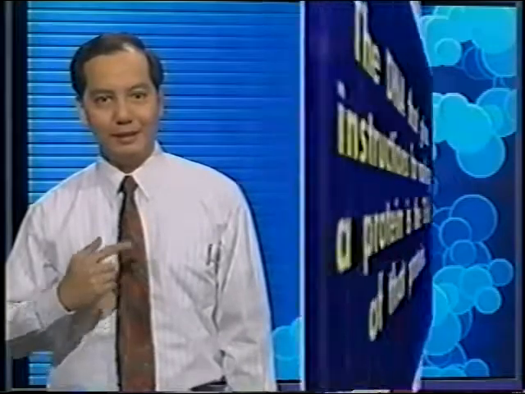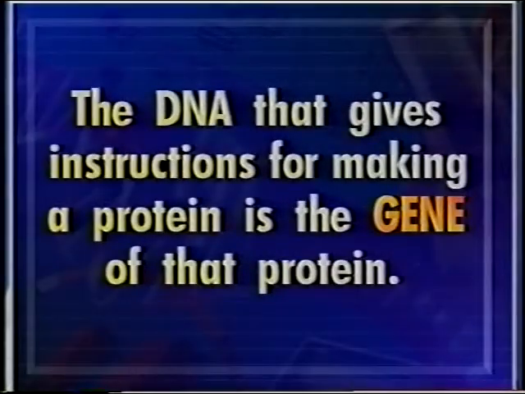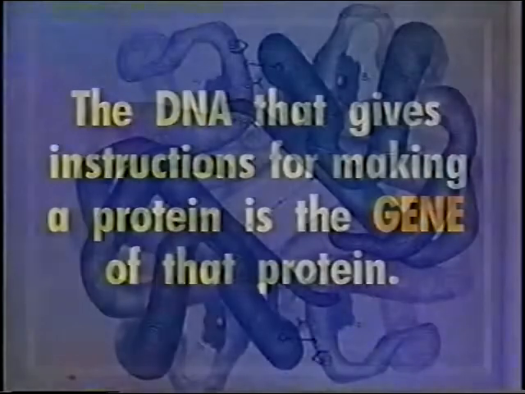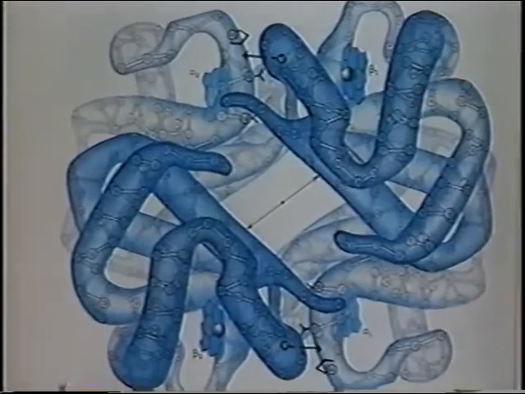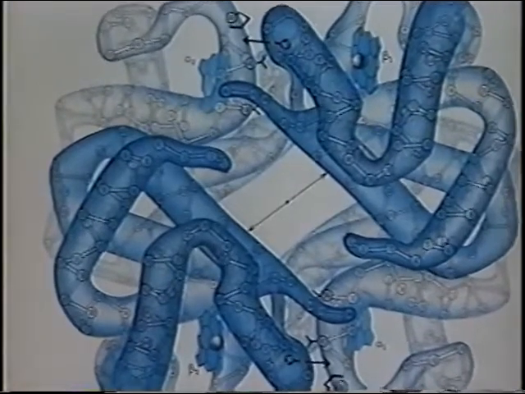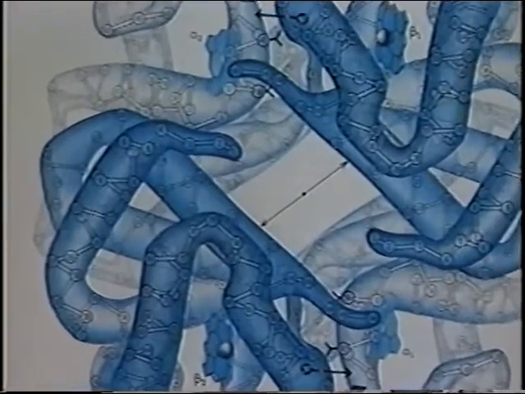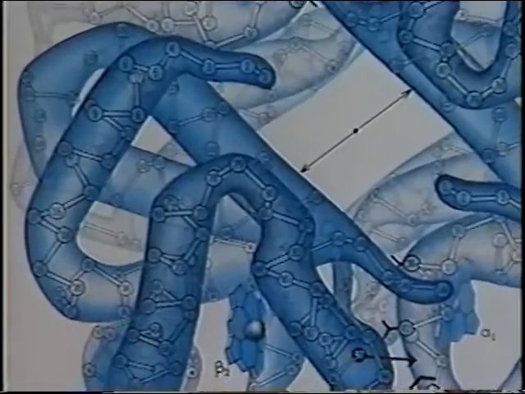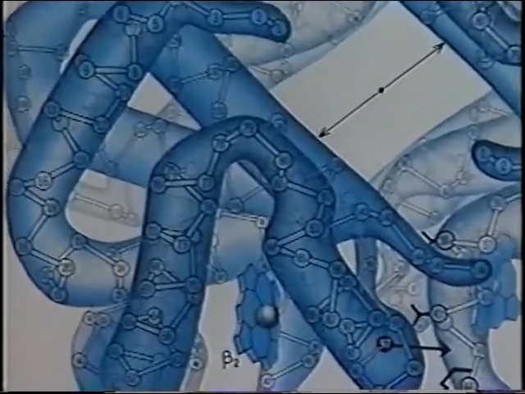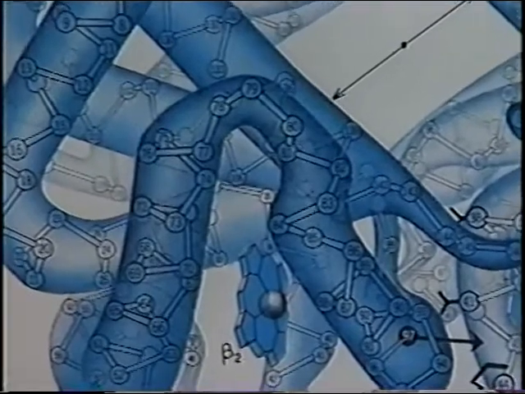There is a portion of our DNA that gives instructions for the synthesis of each protein in our body. The DNA that gives instructions for making this protein is a gene of that protein. For example, all of us have the protein hemoglobin in our blood. When our body makes this protein, amino acids don't just link up randomly. The gene for hemoglobin directs the synthesis of that protein.